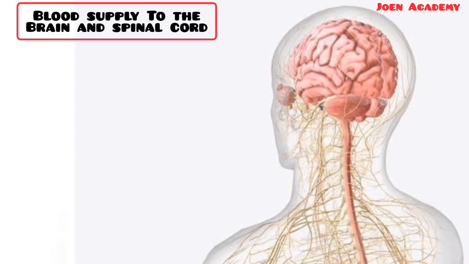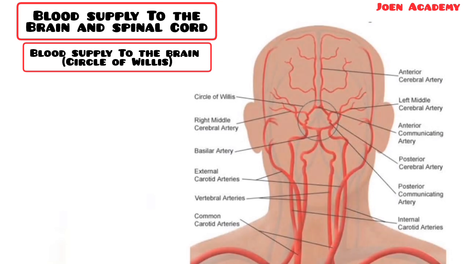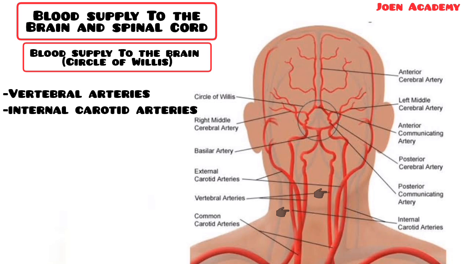In this video, we will be discussing the arterial blood supply to the brain and the spinal cord. Let's first of all talk about the arterial supply to the brain. Two arteries are in charge of the blood supply to the brain. These arteries are the vertebral arteries and the internal carotid arteries.